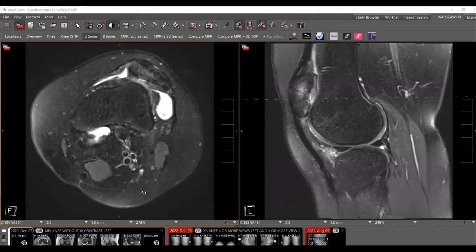Now, this case shows a nice example of post-traumatic cartilage delamination. Cartilage delamination is manifested on MRI as a thin, fluid-filled linear area at the junction between the cartilage and subchondral bone. Histologically, cartilage delamination occurs at the junction between the calcified cartilage and the adjacent subchondral bone, which is the weakest link in the cartilage-bone unit and is most prone to injury during trauma.